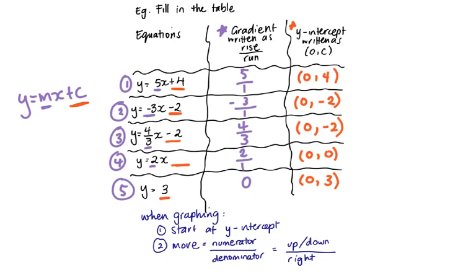So as you can see, from just the linear equations, I was able to find the gradient as well as the y-intercept. And these are important for when we're graphing linear equations, and it saves us from creating a table of values to be able to draw them.